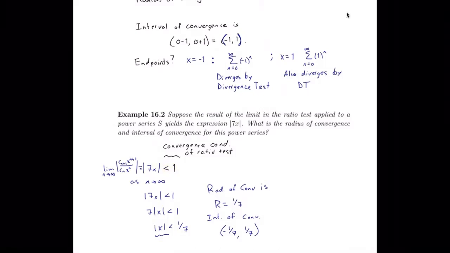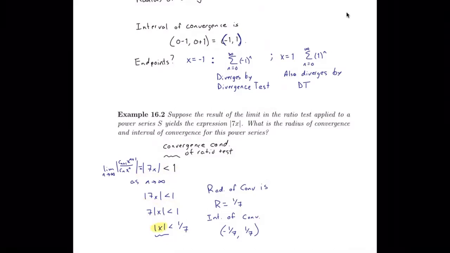Now, really, we're just dealing with this part. That's all that's interesting. We have the absolute value of 7x strictly less than 1. And, well, 7 can factor out of there, leaving us with an absolute value of x. And then really the goal, every time, is to isolate the absolute value of x.